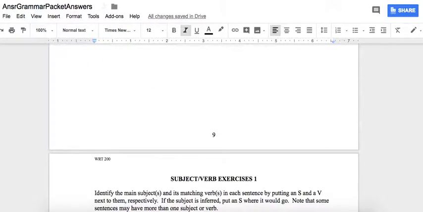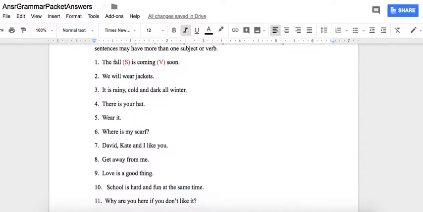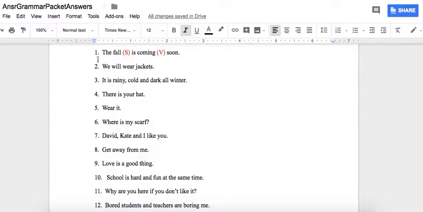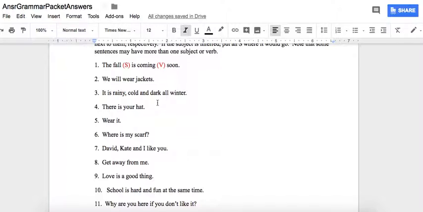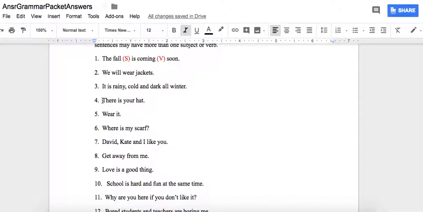So as you begin your exercises down below, you want to look for those three exceptions. Let's see if we can find any here in the answer key, and I'll mark them in right now. Here we have number 4. "There is your hat." One of our exceptions. So you would mark this as verb to the right of is, and your hat is our subject.